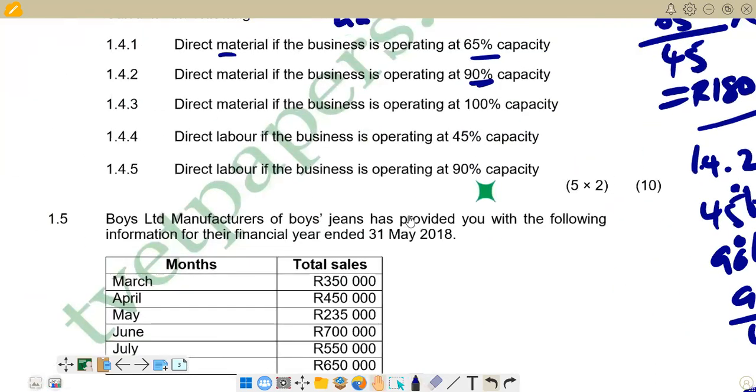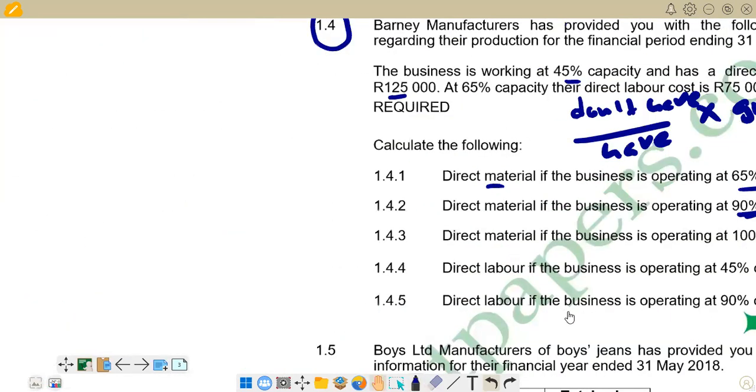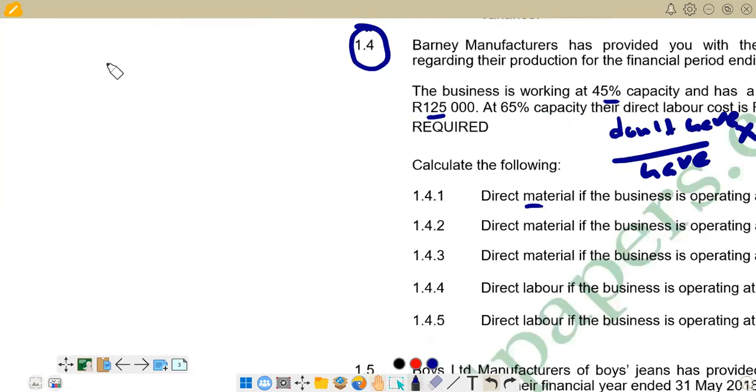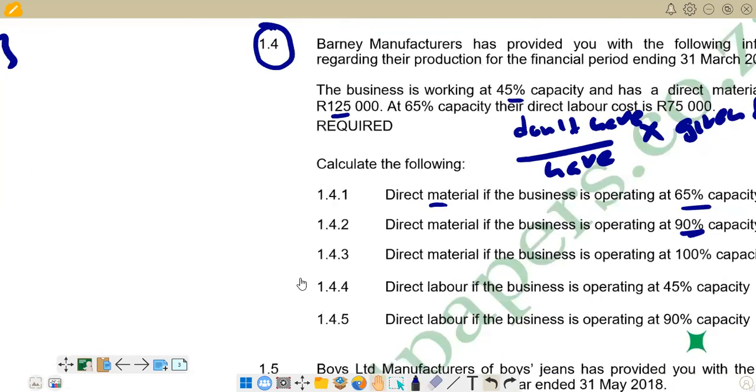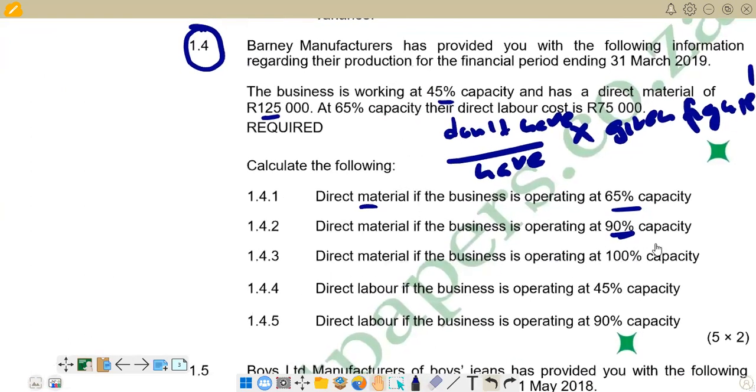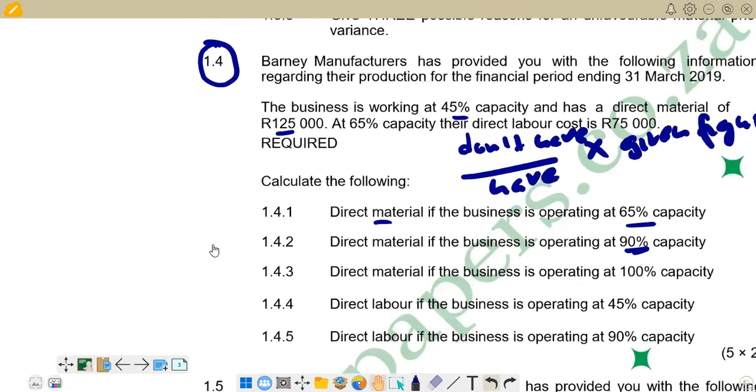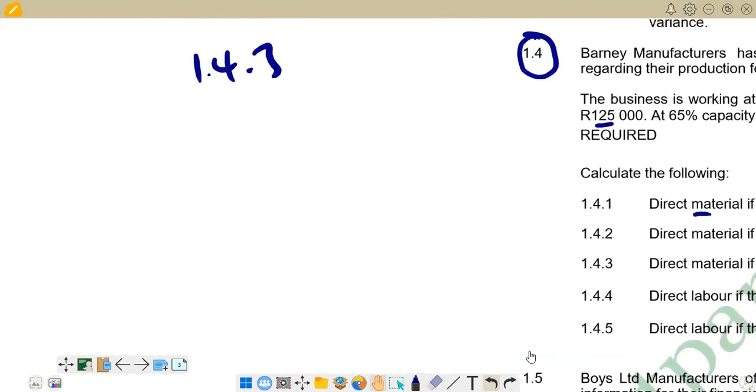Then we go to the next one. We are now on 1.4.3. On 1.4.3, we are asked for direct material if the business is operating at 100% capacity. So we are given 45%, and we need 100%. Again, let's just say 45%.